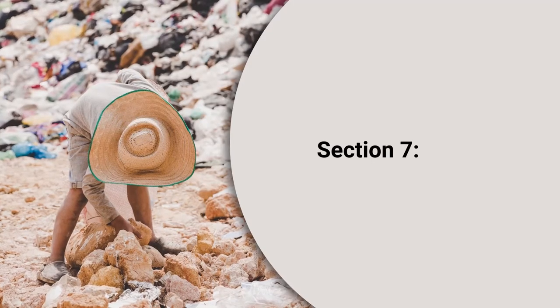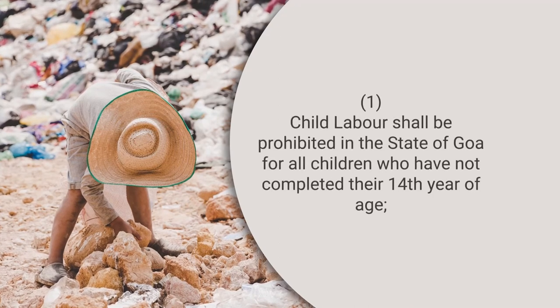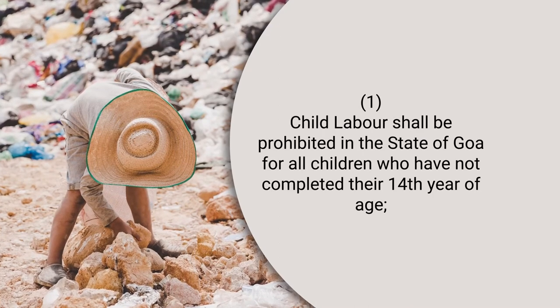Section 7 talks about how child labor shall be prohibited in the state of Goa for all children who have not completed their 14th year of age. So it tries to implement the RTE Act, the Right to Education Act, and Articles 21A and 21 of the Constitution of India, which prohibit any child below the age of 14 years from being employed as labor.